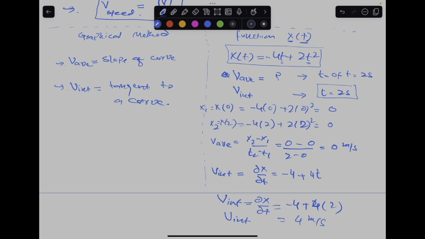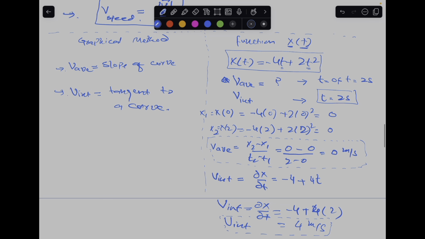So at 2 seconds its velocity is 4 meter per second, but over the interval between t0 and t2 seconds its average velocity is 0 meter per second. Okay, so this is how we can find the average velocity and instantaneous velocity.